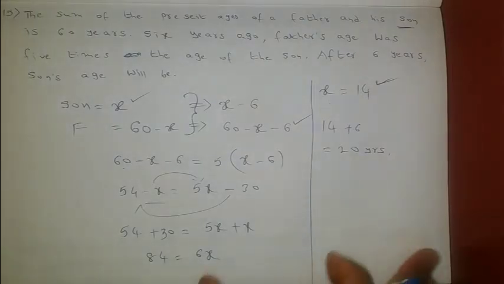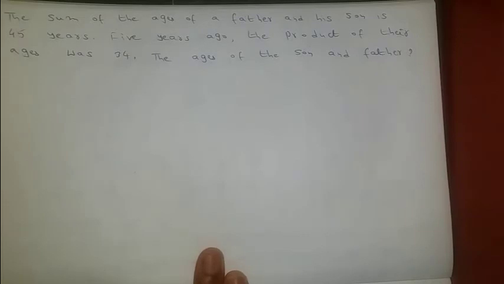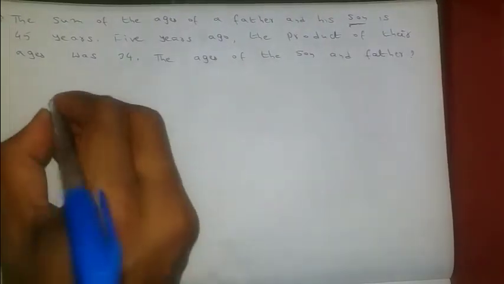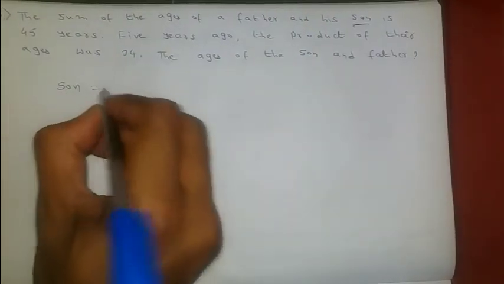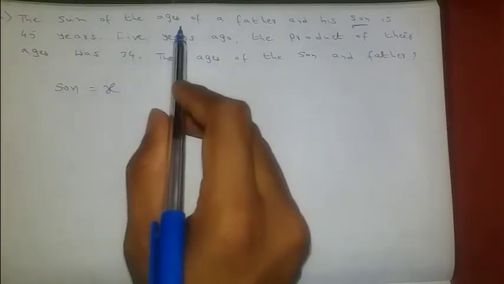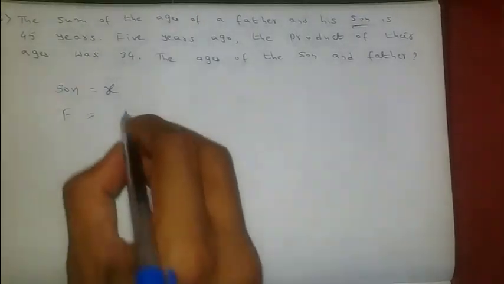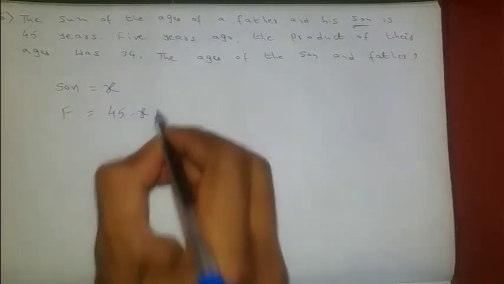Okay, let's move to the next question. The next question is: the sum of the ages of a father and his son is 45 years. Same as the previous question, the word son is at the last, so I am taking the son's present age as some constant x. Then the sum of those ages is 45. If the son's age is x, then the father's age will be 45 minus x.